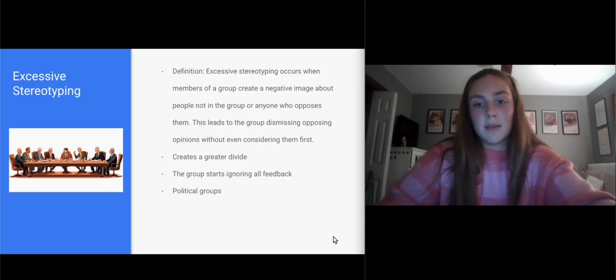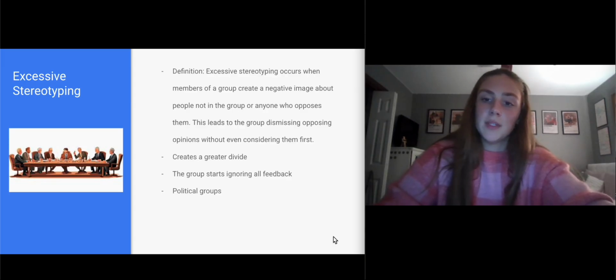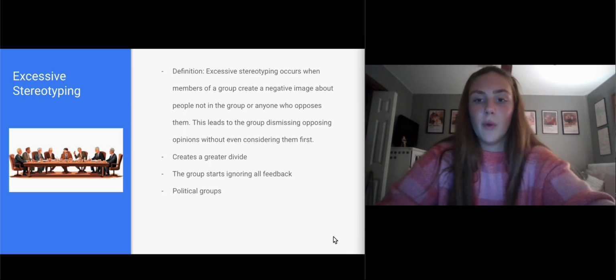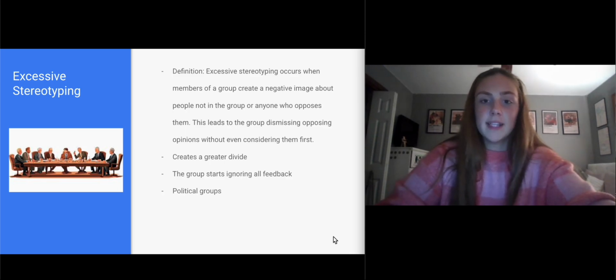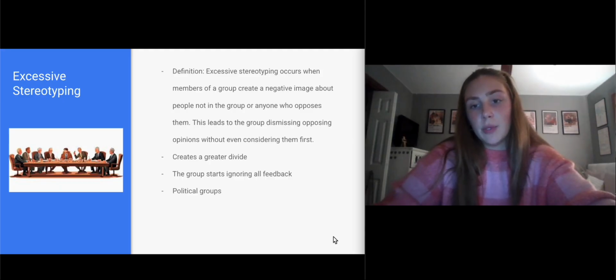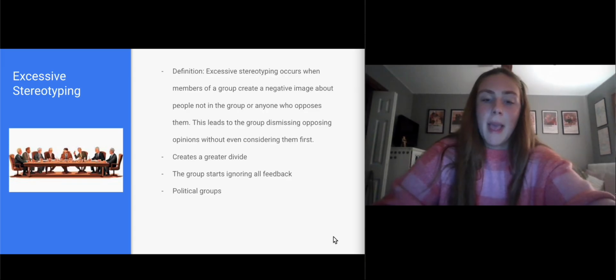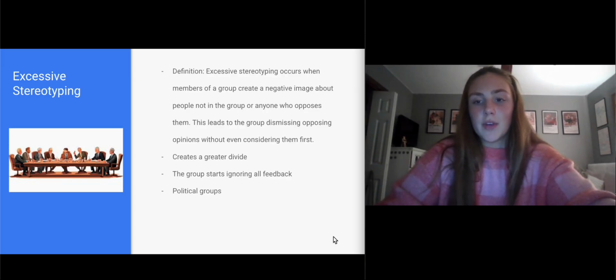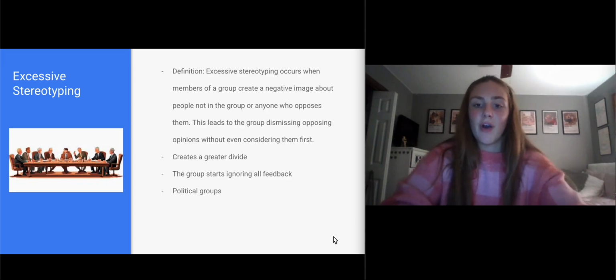An example of this is in political groups. Many people label opposing sides as critics in a negative way to avoid arguing their points as they may be wrong. Everyday examples of this is a friend group calling anyone who disagrees dramatic. If someone speaks up about a problem, the group dismisses them by saying they're just overreacting, they're so dramatic, instead of listening to them. The group creates a stereotype so they don't have to consider other viewpoints.